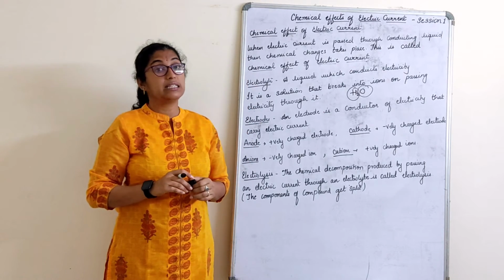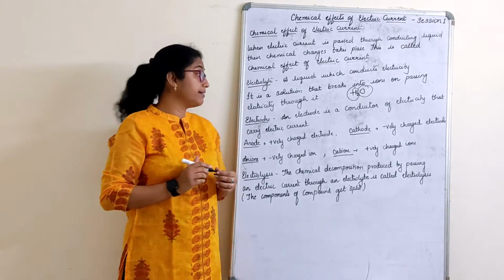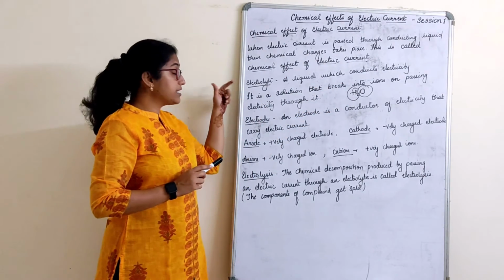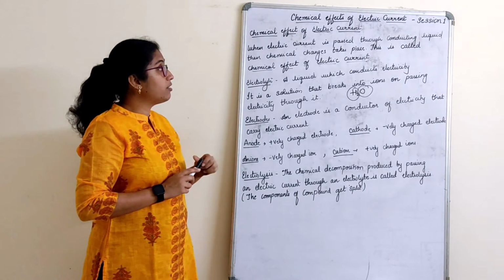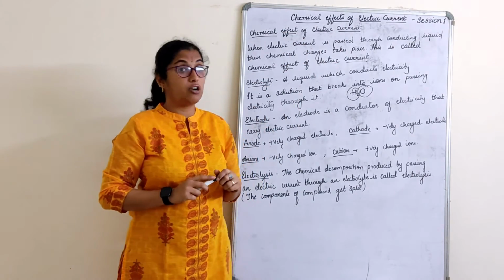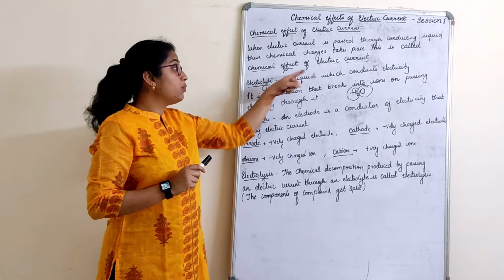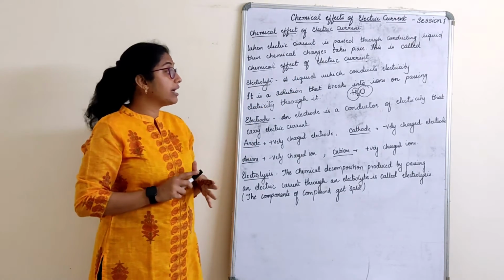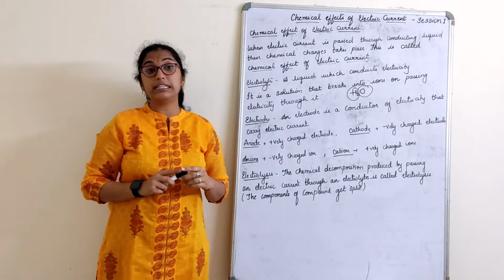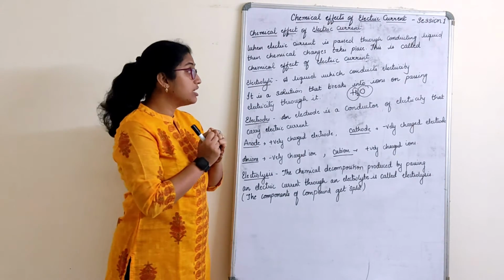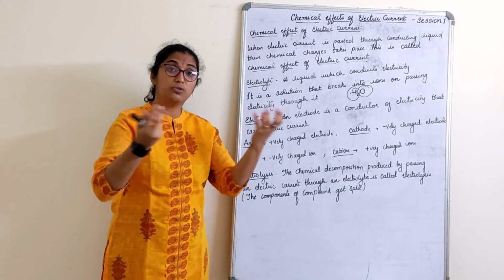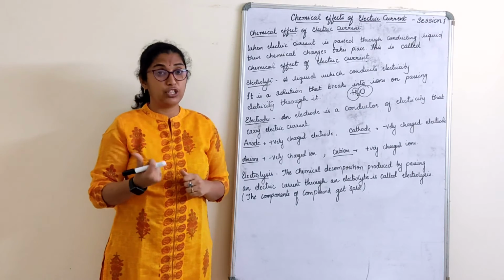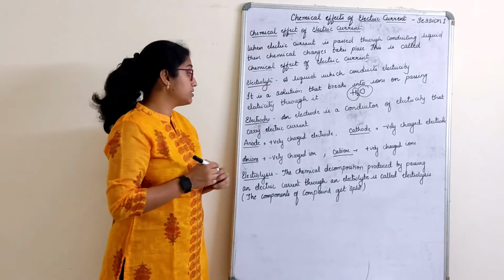Something which is called the chemical effect of electric current. Now the process is called electrolysis. Let's understand a few more terms here. What is an electrolyte? That conducting liquid is called an electrolyte, a liquid which conducts electricity. It is a solution that breaks into ions on passing electricity through it. A solution that breaks into 2 different parts. Ions are what? Positively charged, negatively charged. Those are called ions.